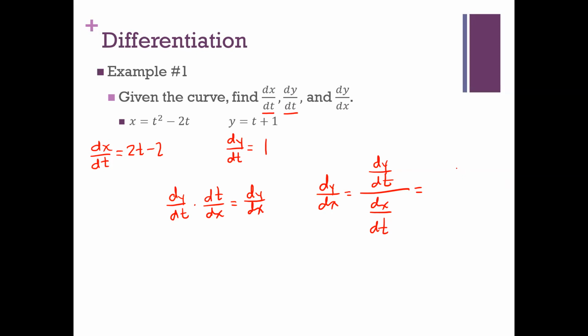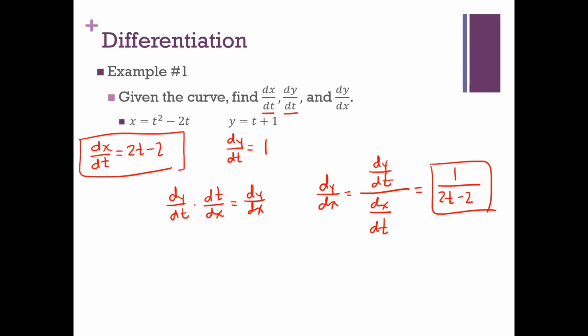So we said dy/dt was 1, right? And what is dx/dt? 2t minus 2. So dy/dx is equal to 1 over 2t minus 2. Which might seem a little strange. I'm calling it dy/dx, but the expression I have for it is all in terms of t.